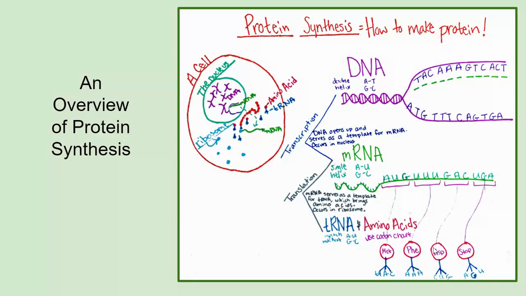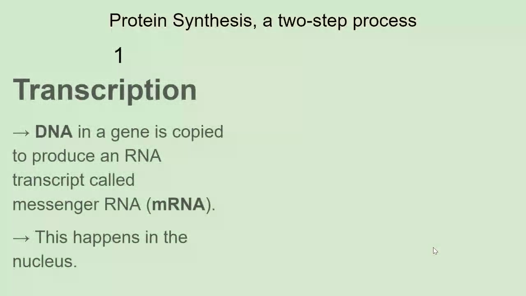So that's a big overview with a drawing that I would normally draw on the board for you, but hey, it's online this time. So here is just another way to think of it. Protein synthesis is a 2-step process. The first step is transcription. Transcription occurs when a gene from DNA is copied to produce an RNA transcript called messenger RNA, or mRNA. So transcription gets you from DNA to mRNA, and it happens in the nucleus.